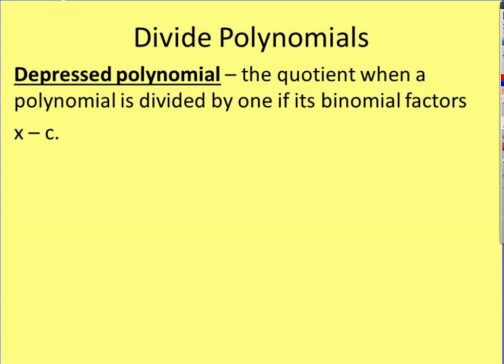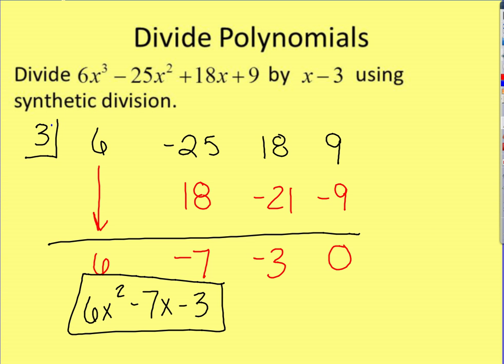A depressed polynomial is what we just found. It is the quotient when a polynomial is divided by one of its binomial factors of the form x minus c. So the answer down here is a depressed polynomial. It's the polynomial reduced by one of its factors of the form x minus c.